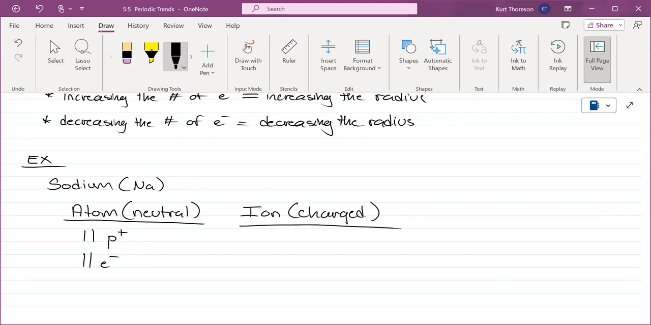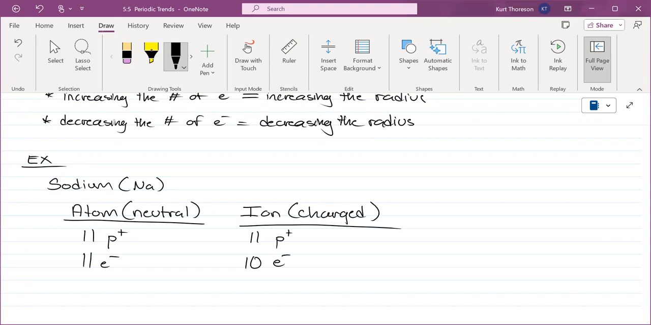Now, I want you all to remember this. This will make your life easier. The proton number never changes, ever. So whether you're doing an atom or an ion, it doesn't change. So how many protons does a sodium ion have? Okay. Its electron number is 10.